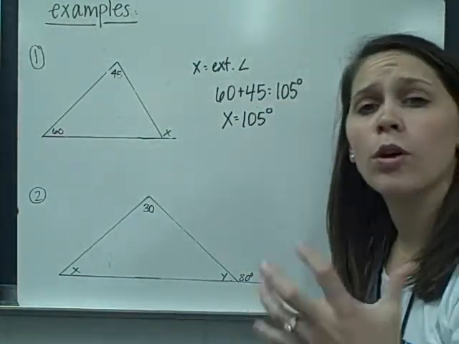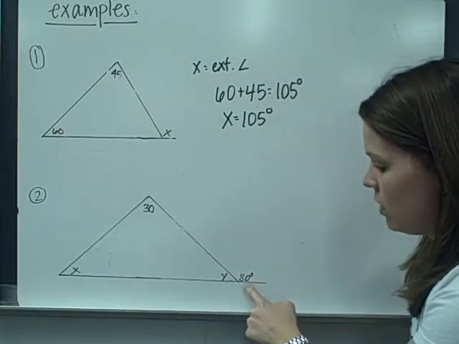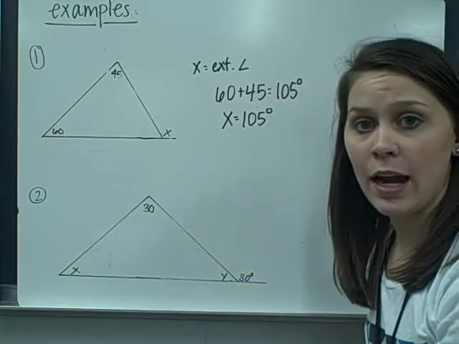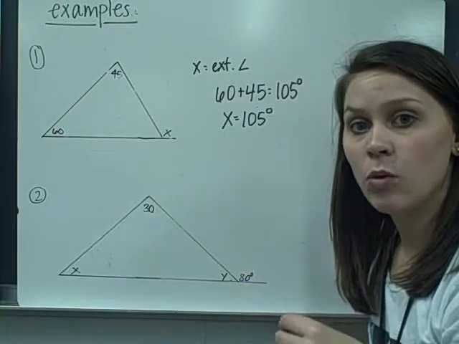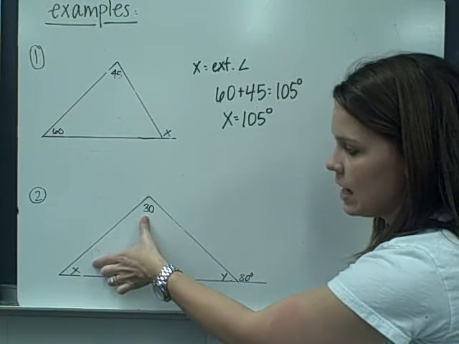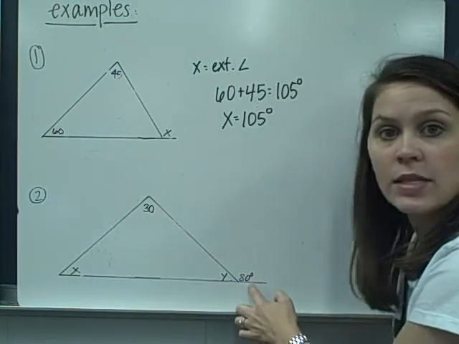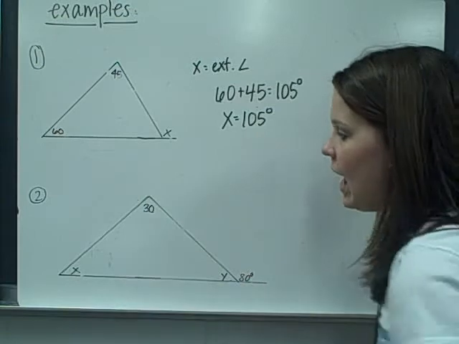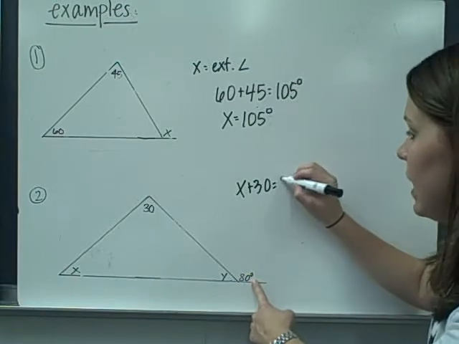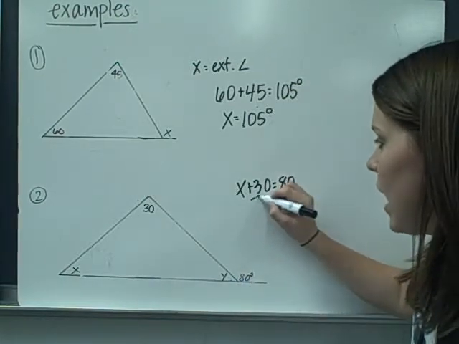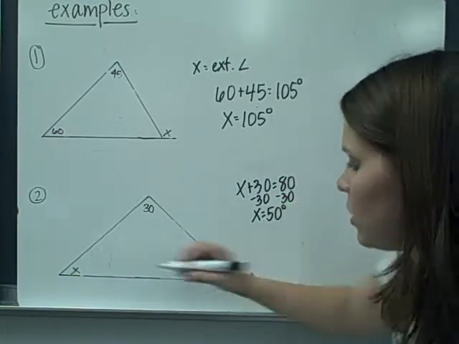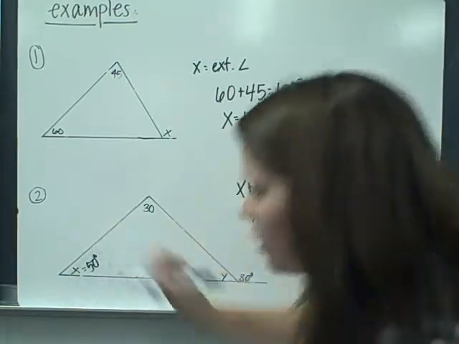In example 2, we're going to work backwards. So we know that the exterior angle is 80. And the sum of our remote interior angles should be equal. So our remote interior angles are x and 30 because they are on the inside of the triangle and not beside this 80-degree exterior. So x plus 30 should equal my exterior angle of 80. Well, now I can subtract 30. So x is 50 degrees. So we now know that x is 50 degrees.